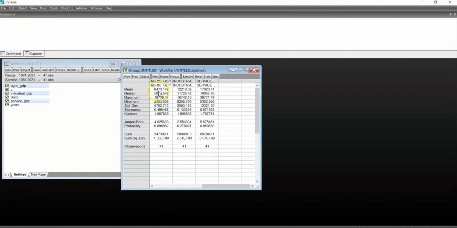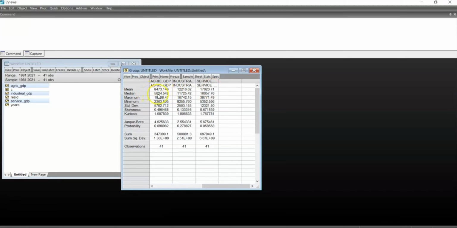For instance, we can say that on the average, the agric sector contributed about 8,473 billion to GDP annually, as this series is in billions. Okay, so annually this sector contributes about 8,473 billion to GDP. The industrial sector contributed about 12,216 billion annually to GDP. Okay, the same goes for the service sector.